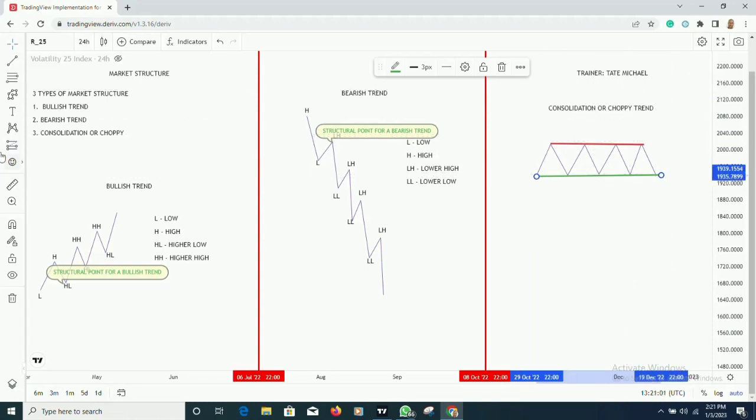So these are the three ways market structures appear on any chart. Either the market is bullish, or the market is bearish, or the market is choppy.